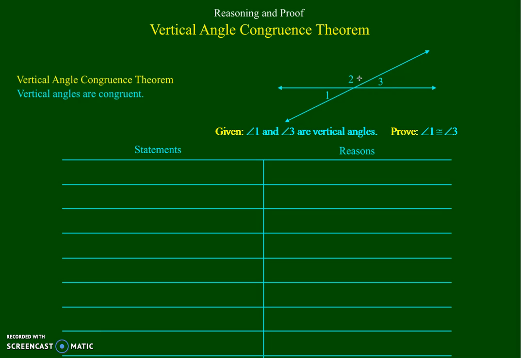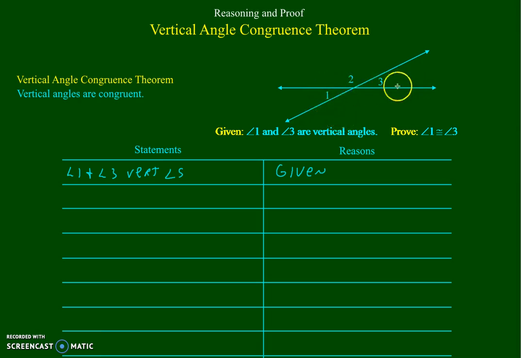Well, we just got finished proving the congruent supplements theorem. So if we have two angles that are supplementary to the same angle, then those two angles have to be congruent. So there's the general plan for our proof. So let's go ahead and start out with our given.